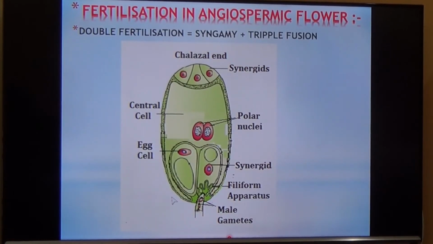Here I have tried to show the process of fertilization in an angiospermic flower. So in this magnified diagram of the embryo sac, you can observe the growth of the pollen tube through the micropylar end. This is the micropylar end.